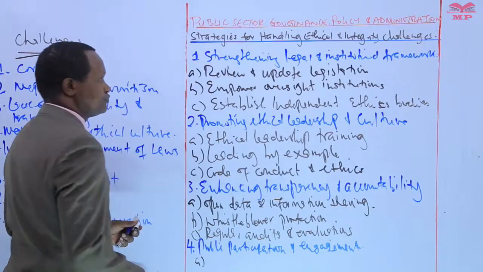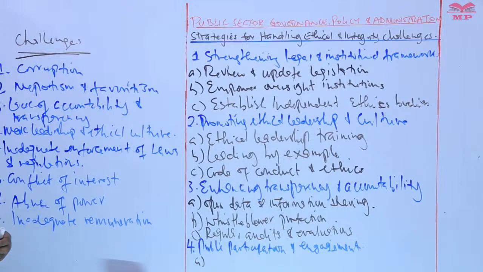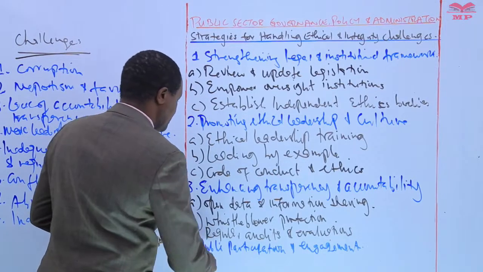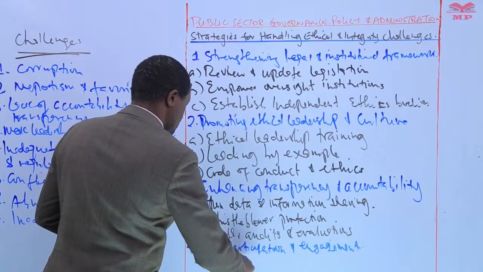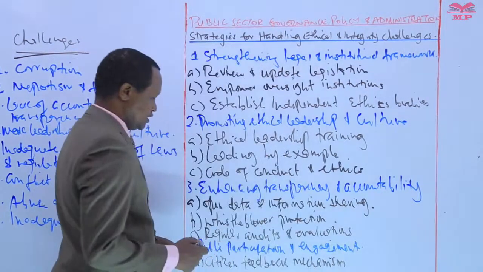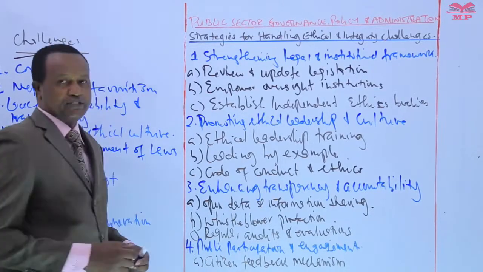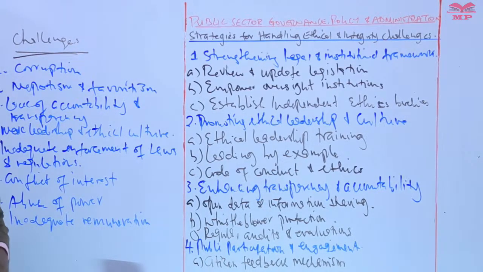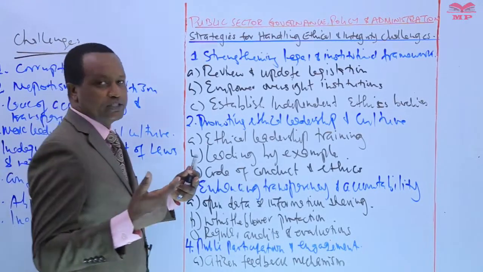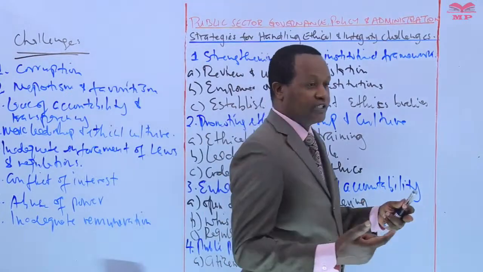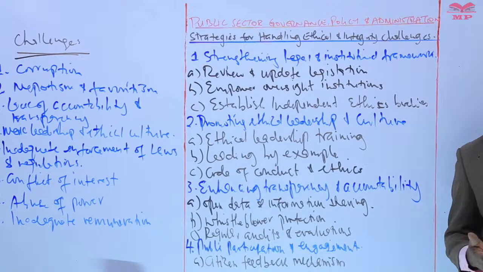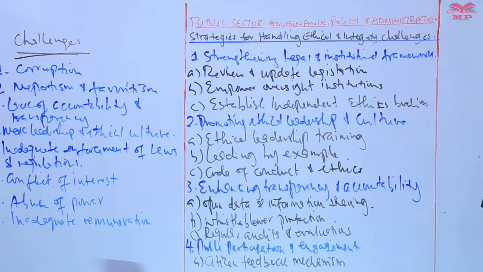One way is through citizen feedback mechanisms. Citizen feedback mechanism. That means creating channels for citizens to provide feedback on public services, because that then can help to identify areas where improvements are needed and hold public servants accountable.